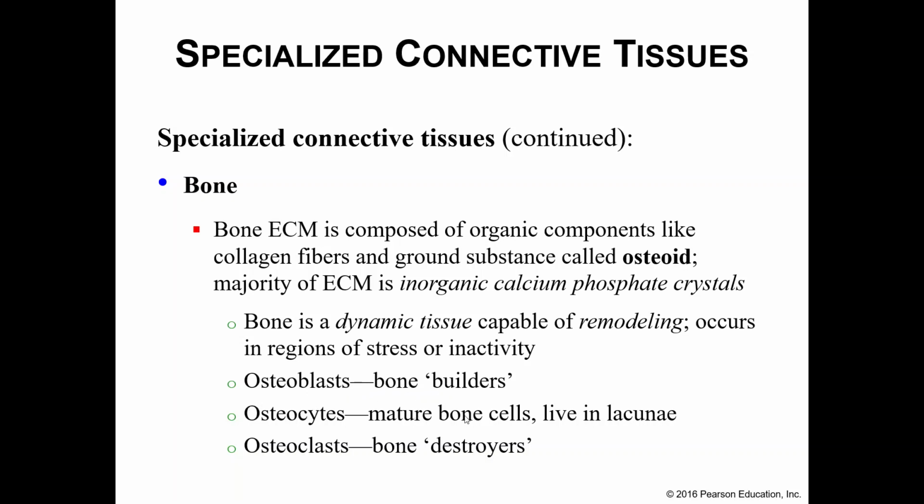Osteocytes are mature bone cells that live in lacuna. So these are the cousins to the chondrocytes that live in lacuna and cartilage. Osteo means bone though. Chondro meant cartilage. And so they're cousins, but they're not the same thing. And then osteoclasts destroy bone, so they break it down. I say kind of osteoclasts chew up the bone. Okay, so blasts build the bone, clasts chew the bone.